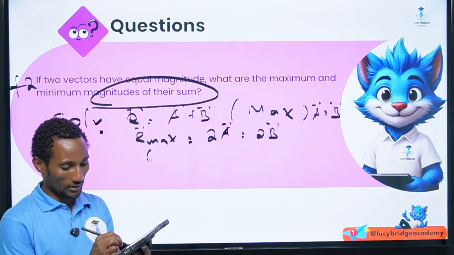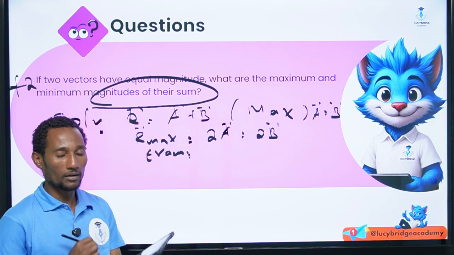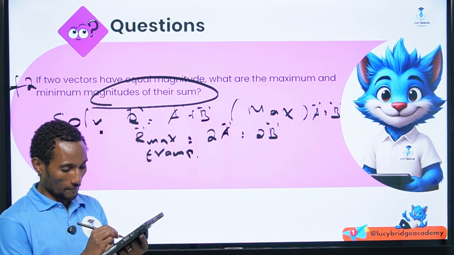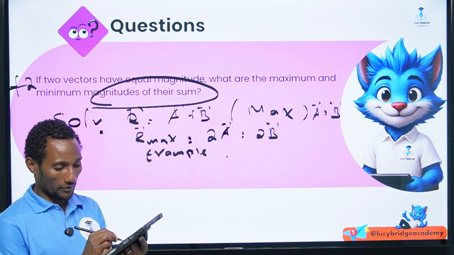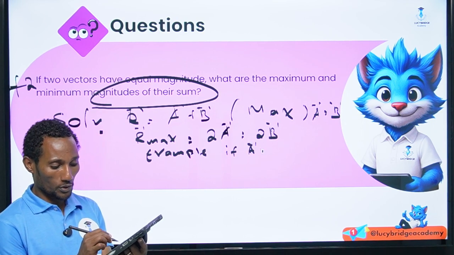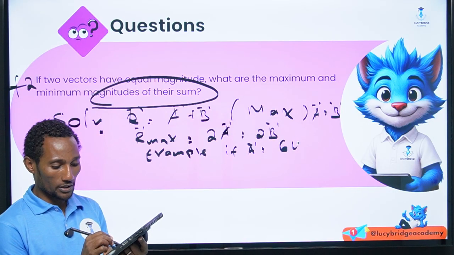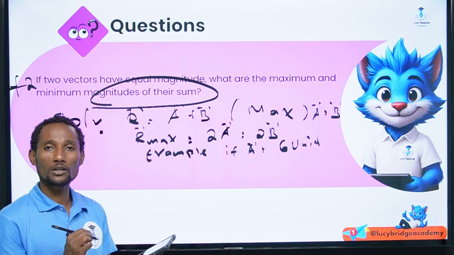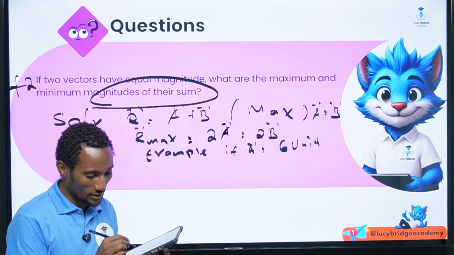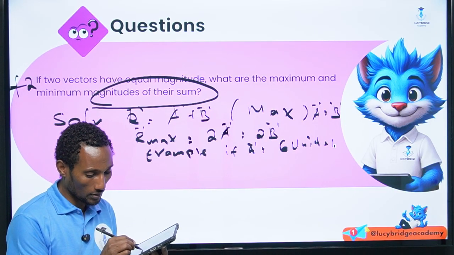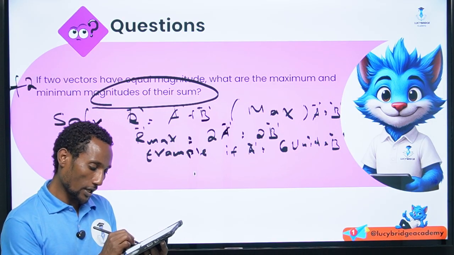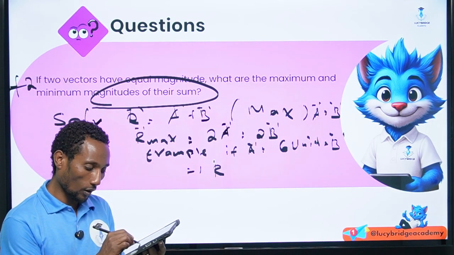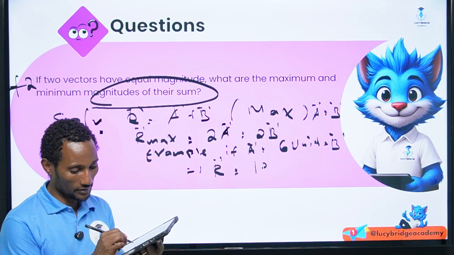As an example, here, if the vector A equals 6 units, the other vector is the same, which is the same as B. Then we have the resultant of 12 units.